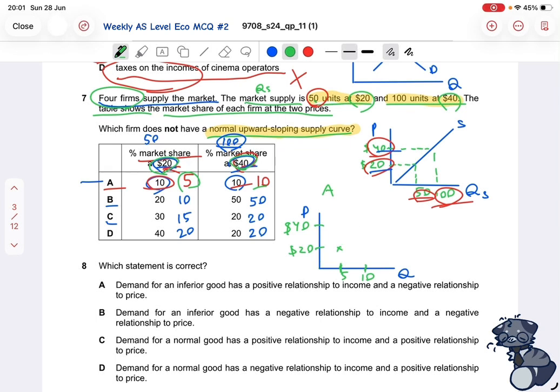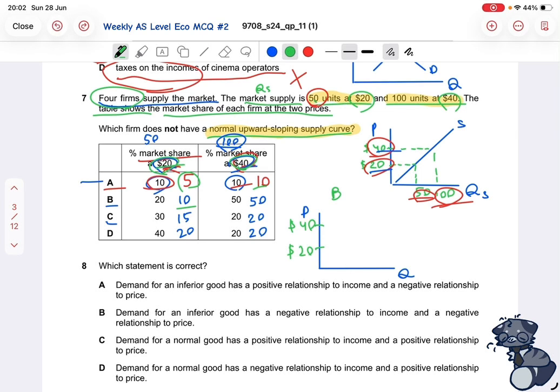Now let's look at the second set of data, for firm B. At $20, we have 10 units of quantity supplied. So let's just put 10 right here. And then at $40, we have 50 units supplied. Let's say here is 20, 30, 40, and 50 is right here. Since it is 10 units at $20 and 50 units at $40, that looks like an upward sloping curve to me. So we'll go and check the next one, which is firm C.